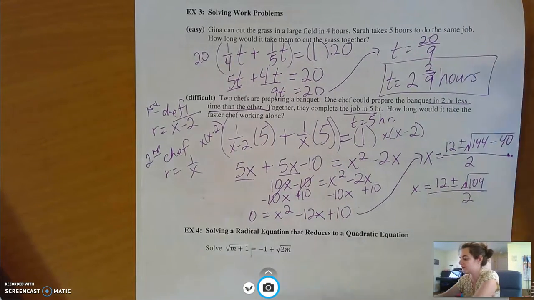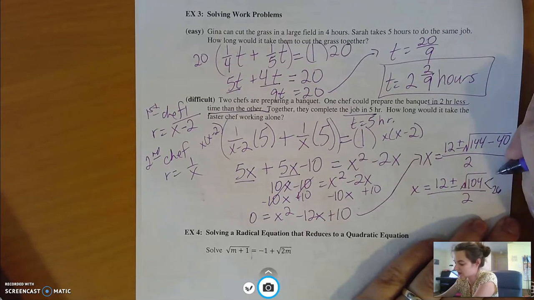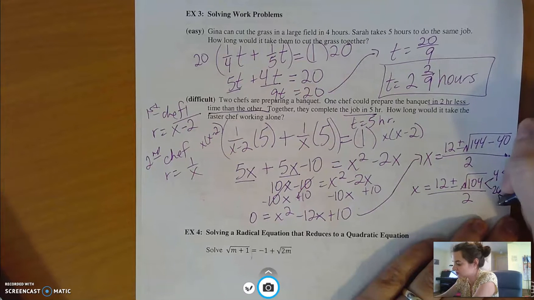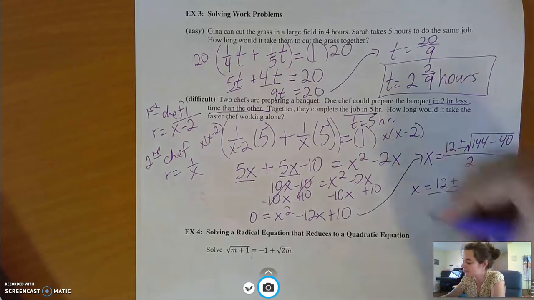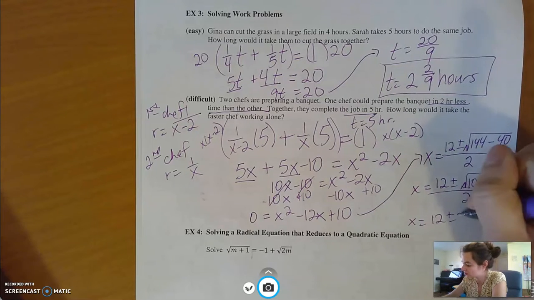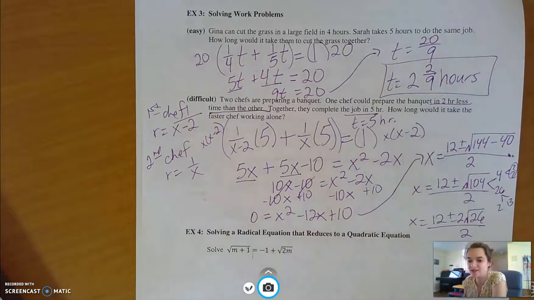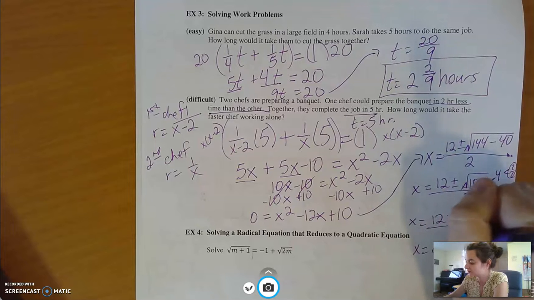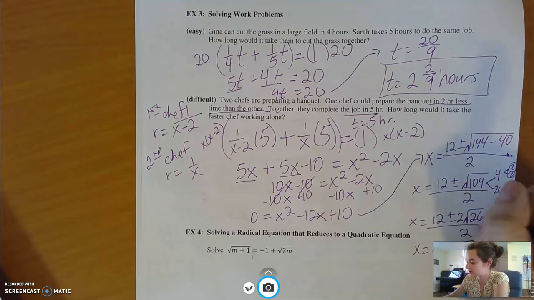104 simplifies a little. So if we break that down, 104 is 26 times 4. 4 is 2 and 2. And 26 is 2 times 13. So we can take a pair of 2's out, so that's nice. So I'll have x equals 12 plus or minus 2 square root of 26 all over 2. And we can divide by 2. 12 divided by 2 is 6. 2 divided by 2 is 1, so we'll have 6 plus or minus the square root of 26 for our answer.